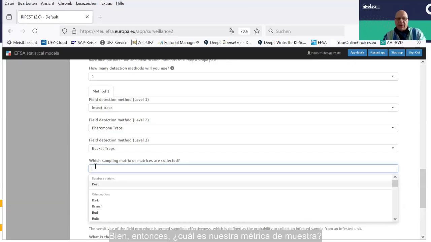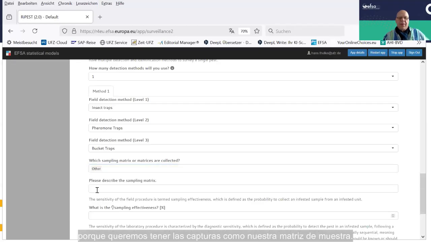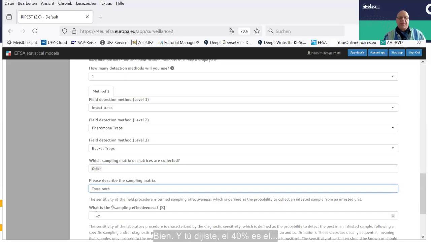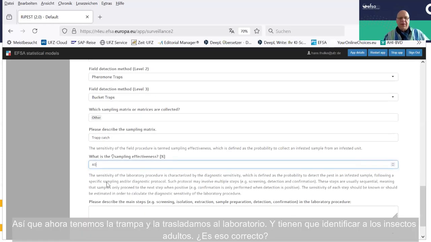So what is our sample matrix? We look, what is there? Because we want to have the trap catch as our sample matrix. Good. And you said 40% is the method sampling effectiveness. Yes, it's the sampling effectiveness. That's it. Okay. So now we have the trap catch and we move it to the laboratory and they have to identify adult insects. Is that correct?